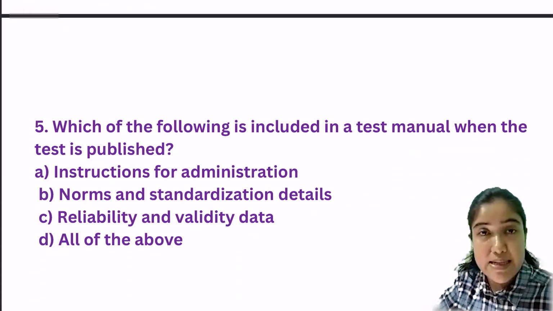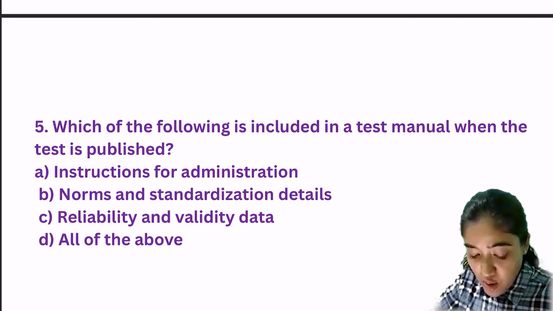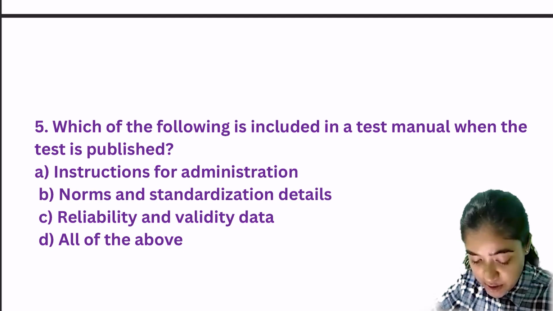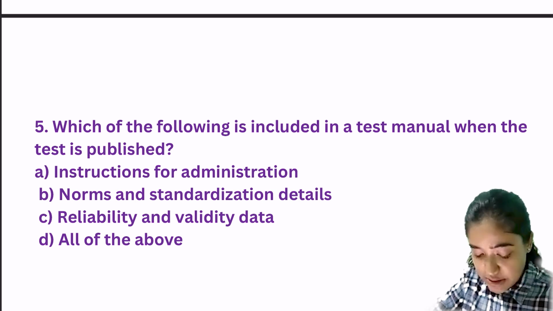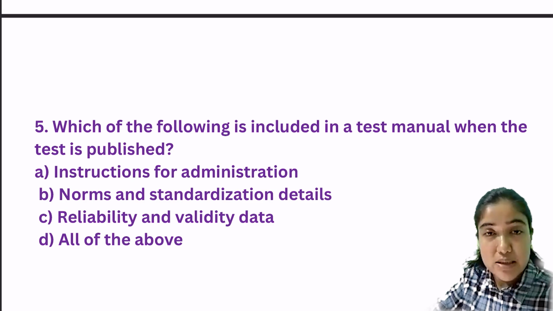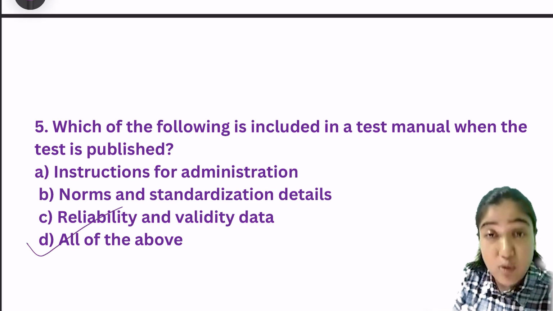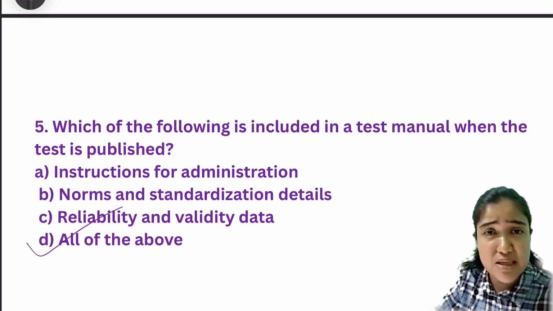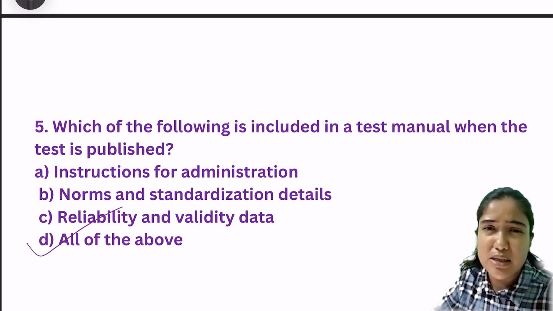The last question is, which of the following is included in a test manual when the test is published? Instructions for administration, norms and standardization details, reliability and validity data, or all of the above? The answer is all of the above. For a good test, the manual should provide all of the above: instructions, and guidance for correct, standardized, and ethical test use.